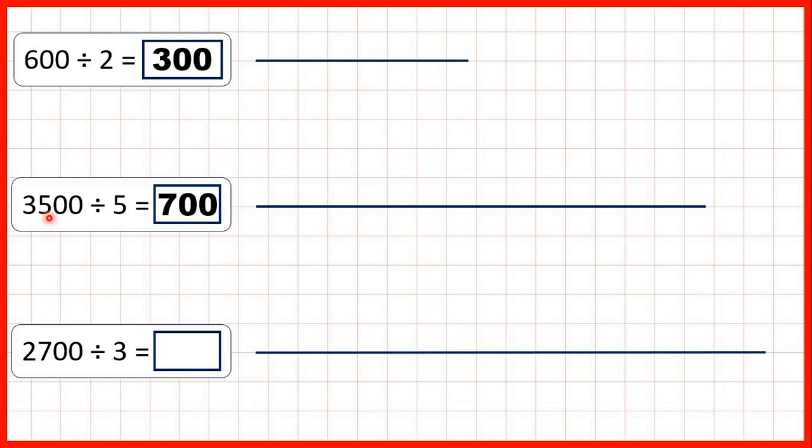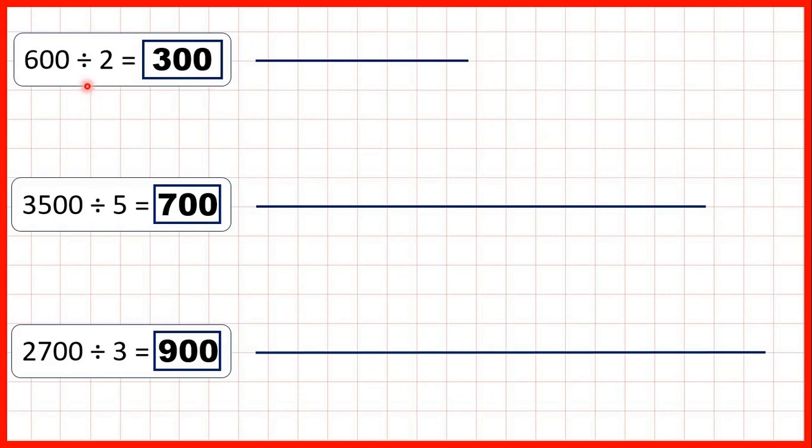And that makes sense, because in the number 3,500, we have 35 hundreds. So if we divide those 35 hundreds into 5 groups, we'll have 7 hundreds in each group. So now 2,700 divided by 3. That's 900 because 27 divided by 3 is 9 because 9 times 3 is 27. And again, we need 2 end zeros in our answer.